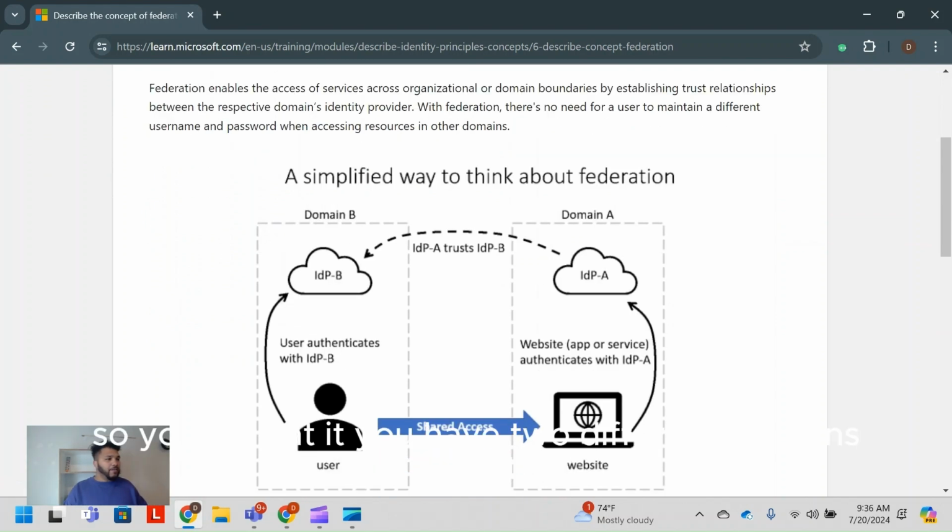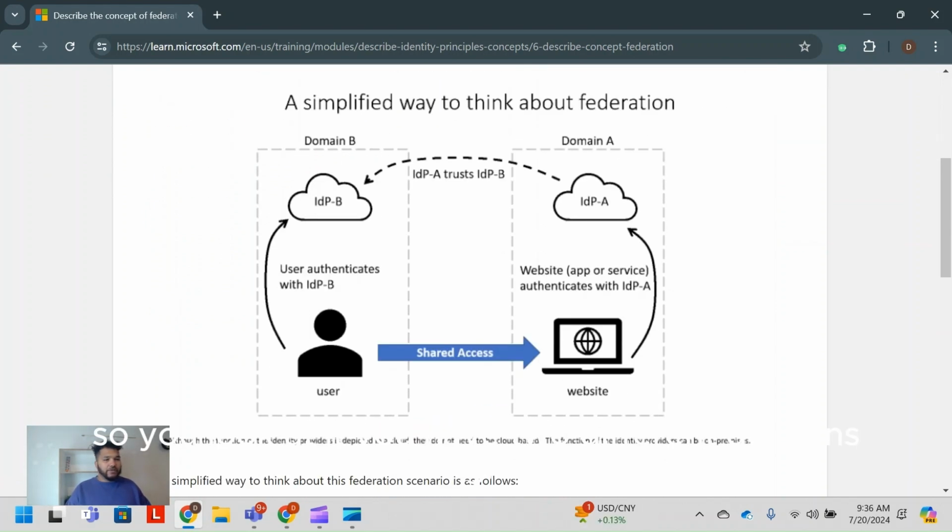So if you look at it, you have two different domains, Domain B and A, and you have two different IDPs. But you want to create shared access to the website. So the user authenticates with IDP B. IDP A from organization A trusts the IDP B and says, hey, yes, you do have access to that website.